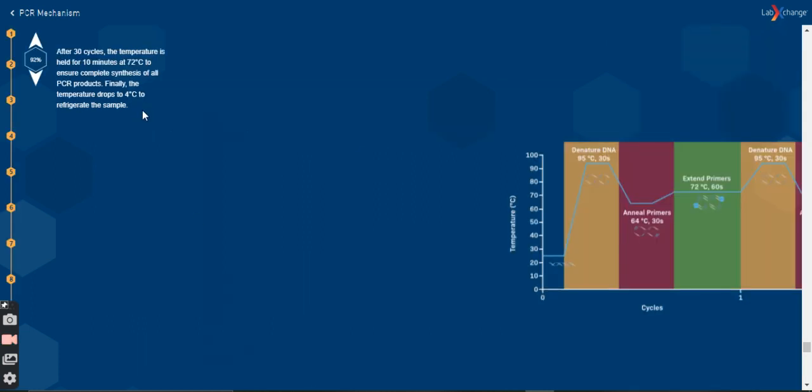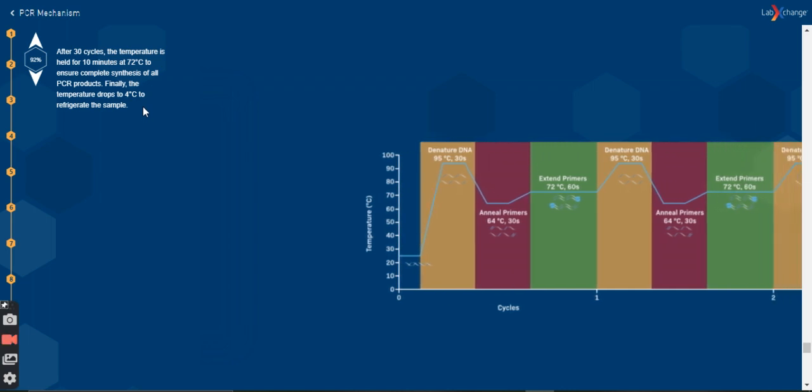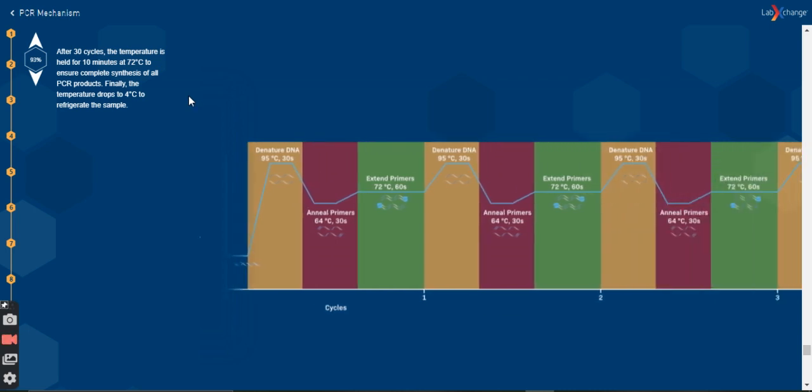After 30 cycles, the temperature is held for 10 minutes at 72 degrees Celsius to ensure complete synthesis of all PCR products. Finally, the temperature drops to 4 degrees Celsius to refrigerate the sample.